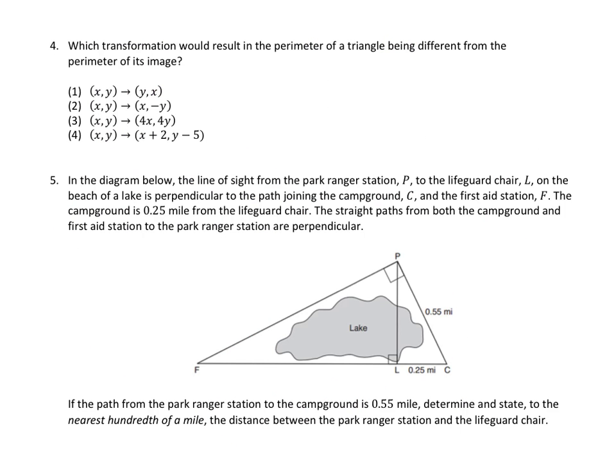Number 4 says which transformation would result in the perimeter of a triangle being different than the perimeter of its image.